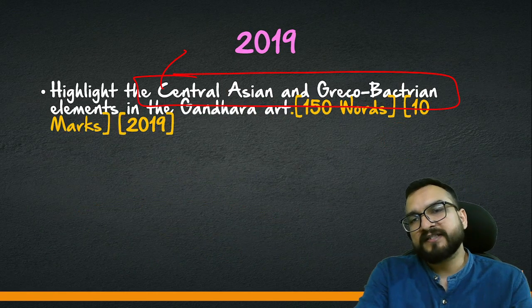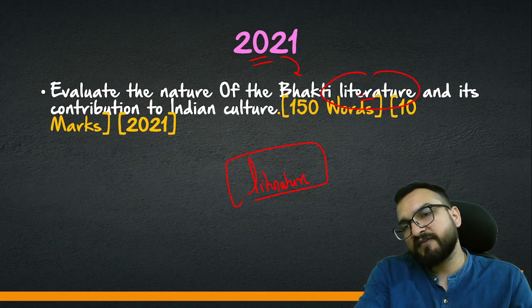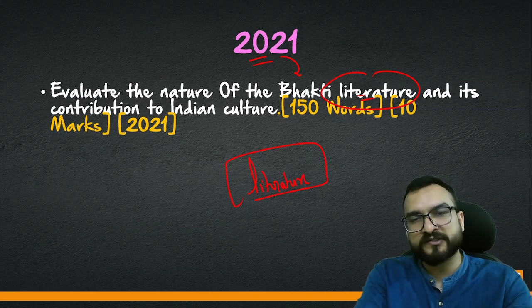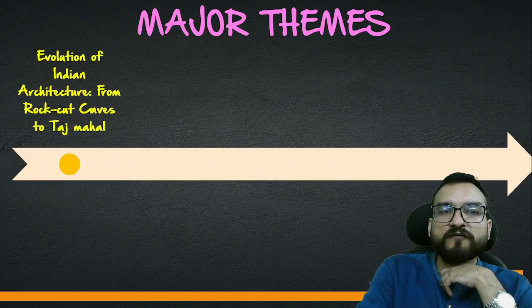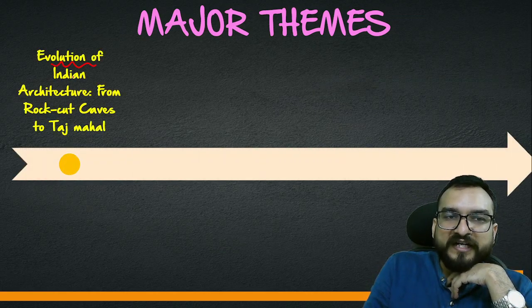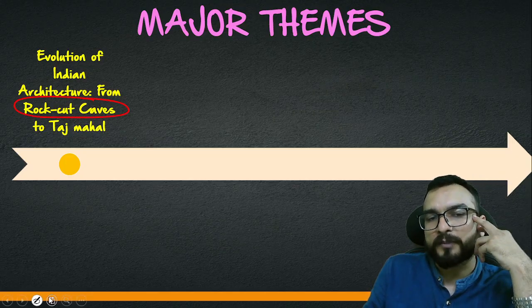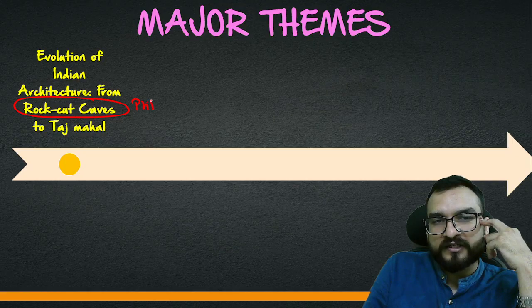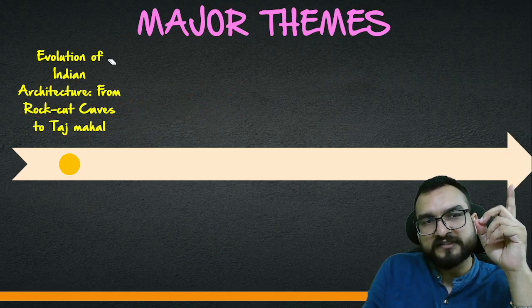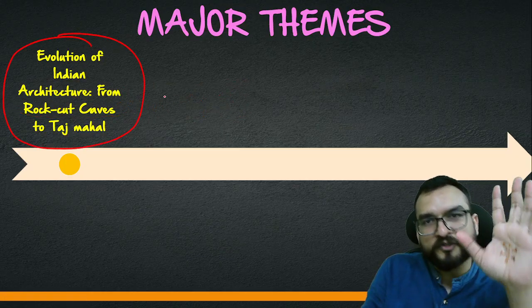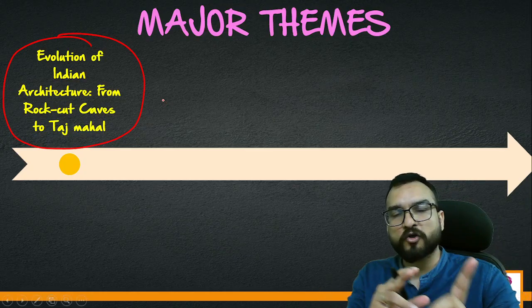So likewise, what you are understanding is that there are certain themes, right? And I have divided the themes into certain 6-7 topics. First of all, we will be understanding the evolution of Indian architecture: how from the prehistoric times, rock cut caves, to the medieval era marvel, that is Taj Mahal. We will be understanding it in this form, guys. Your first topic should be like this: architecture I have to understand from rock cut caves to Taj Mahal.